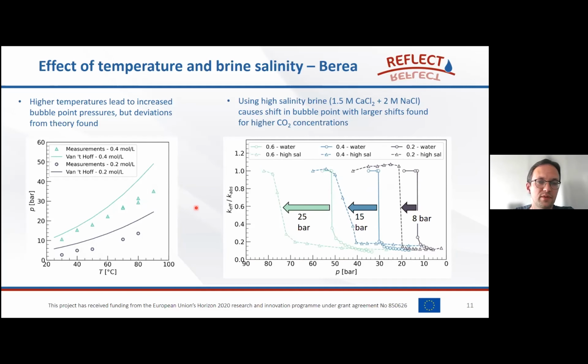Then we also briefly look at other things like the effect of temperature and the effect of salinity. So for temperature, I'm plotting here two different experiments, two different saturations. We find that at higher temperature, you find some variation from this theory. But we are finding that higher temperatures also mean higher bubble point pressures. And the same goes for higher salinity brines. You already find increased pressures at which the degassing takes place. We did that for three different concentrations, and we find that for higher concentration, we find a larger shift in when we can expect the first degassing.